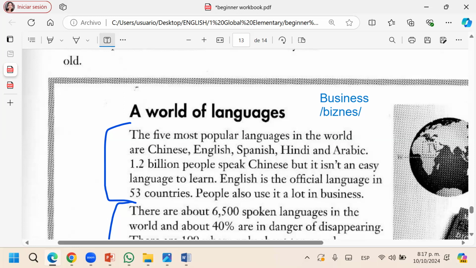Is there a word from here that you don't know? Tell me. ¿Hay alguna palabra aquí? Any word from the first paragraph? Creo que este está fácil.